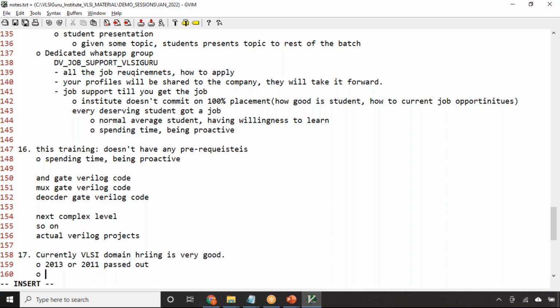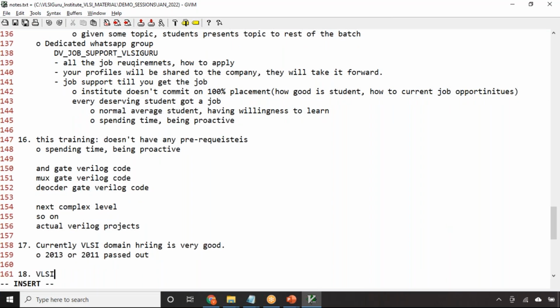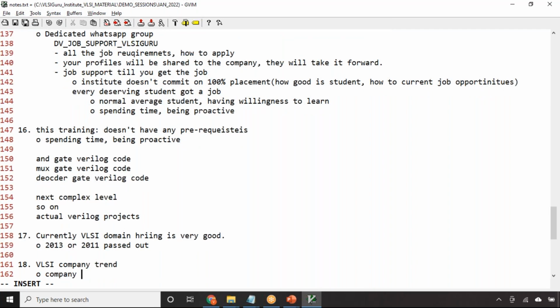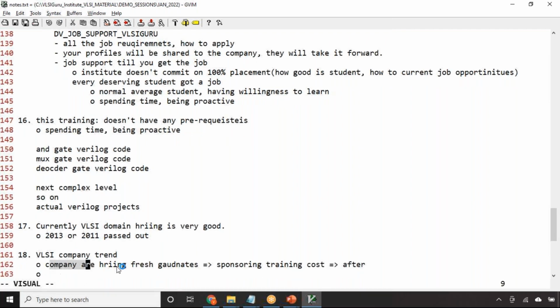Okay, there is a trend that is happening now. I'll tell you what is the trend that is happening in India right now in VLSI companies. The companies are hiring freshers, fresh graduates. They are sponsoring the training cost, and then they are hiring them. Once after training, they are giving them a permanent role. It is happening. Earlier, it was not happening. Companies were coming to the institute and directly hiring the people. Now companies are hiring the fresh graduates, sponsoring the training cost, and then offering a permanent role.